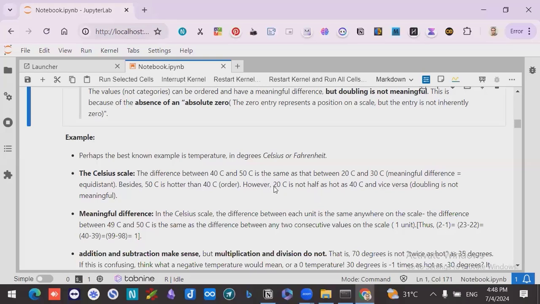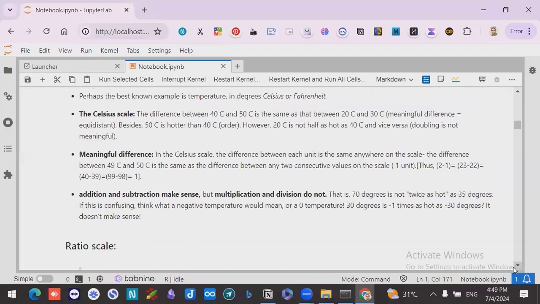Means, for example, 40 Celsius is what some person is having, and 20 Celsius is some other person, and it is not half as hot as 40 degrees. So doubling is not meaningful in this case, Celsius, but differences are meaningful on the Celsius scale. So the difference between each unit is the same anywhere on the scale, so the difference between 49 or 59 Celsius is the same as the difference between any two consecutive values, either 1 unit or 2 units or whatever. You can take the time duration. So that's the main thing.